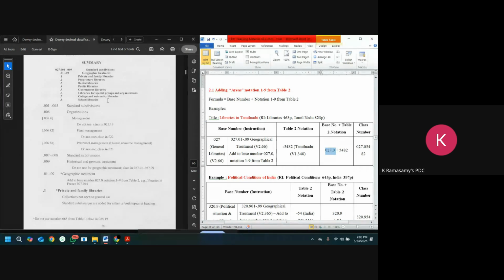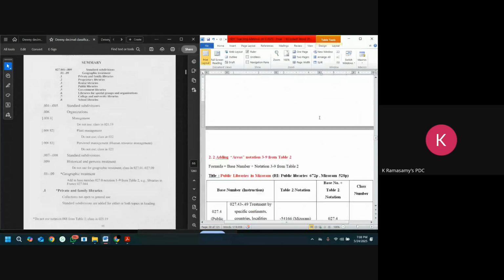So I'm just adding it. What's the answer now? 027.0 is the base number. I'm adding 5482. The answer is 027.054 space 82. So this way, go to Table 2, go to any number from 1 to 9, take it and add to these numbers. It is done based on the instruction given under this particular subject. I am constructing the number.